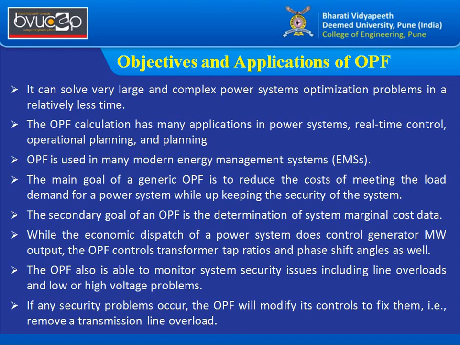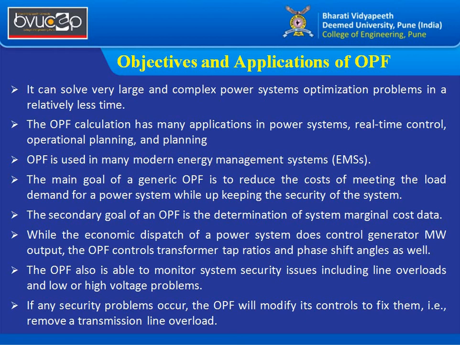So while economic dispatch, the control of this active power and the tap ratio, the phase shift angles, all these parameters are considered as the control variables to achieve the objective function that is defined. So the optimal power flow is able to monitor the issues including the overload or the low and high voltage problems. So you can call this as modernized techniques, which is going to be very beneficial to achieve the objective.